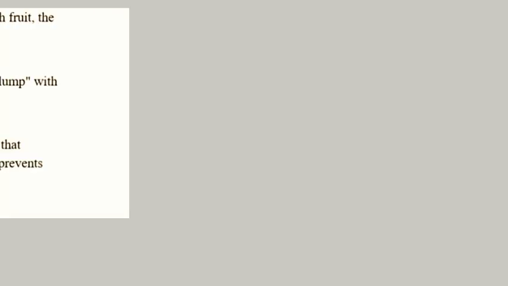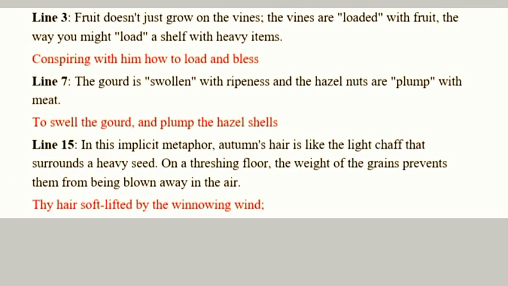Look at the examples, line number 3. Fruit doesn't just grow; the vines are loaded with the fruit, the way you might load a shelf with heavy items. This is evident in the line, "Conspiring with him how to load and bless." Now look at line 7, "To swell the gourd and plump the hazel shells." The gourd is swollen with ripeness and hazelnuts are plump with meat.